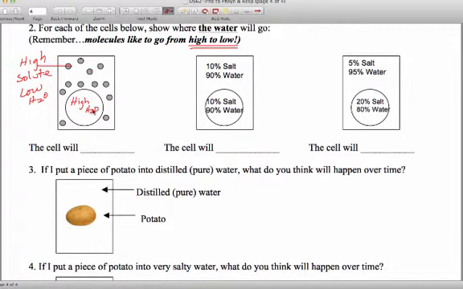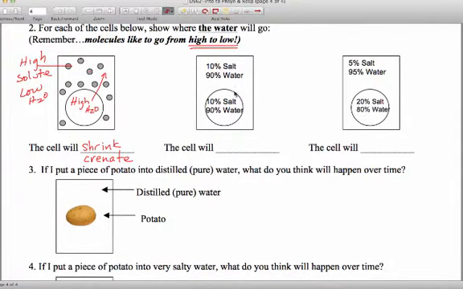And because we want to go from high to low, we need to make things equal here. If it's low on the outside and high on the inside for water, we know that water is definitely going to be leaving the cell. And if water leaves this cell, it's going to cause the cell to shrink. Another word for this is crenate. So those are two terms that mean the same thing.